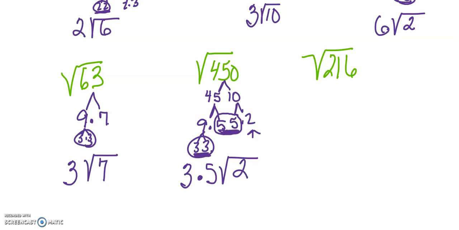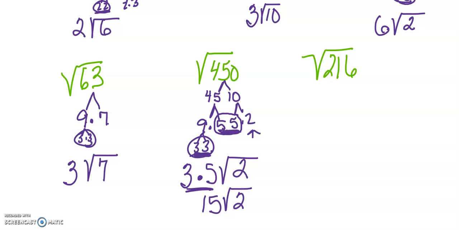Okay? Now look outside. I had a 3 and a 5 that I could get out of the radical. When I bring them out, I have to multiply those back together. So 3 times 5 is 15 and the square root of 2. Okay? So remember, you're looking for 2 of a kind. When you have 2 of a kind, that term comes out. All right, let's try another one.